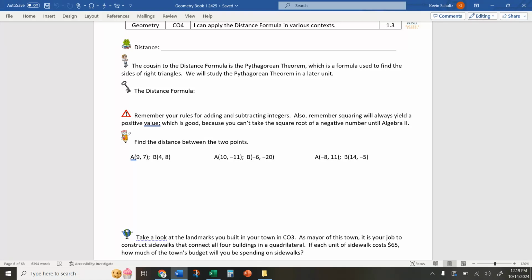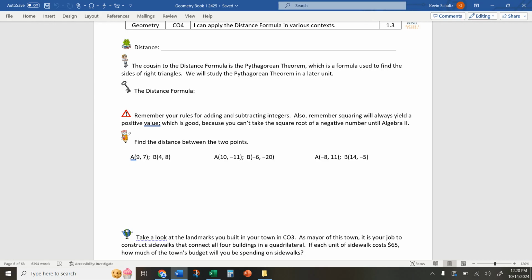Chemistry, we are moving ahead to CO4. In CO3 we learned how to use the midpoint formula to find the midpoint of a segment. The reason we can find a midpoint of a segment is because it is measurable, right? It has an endpoint on both ends, meaning it has a length. We can measure what that length is. Today, we're going to learn how to find the distance between those two endpoints.